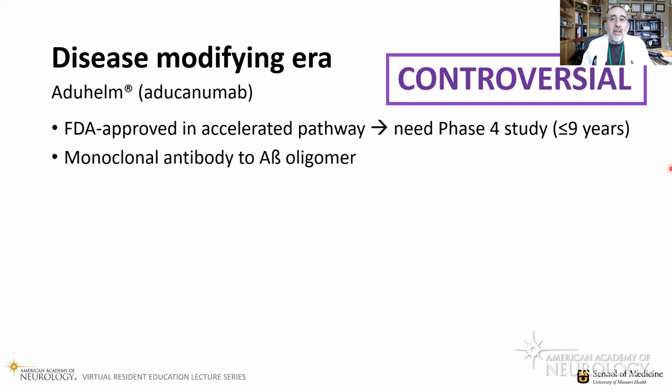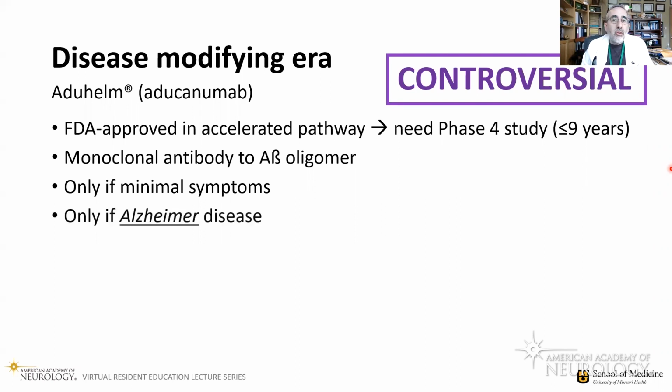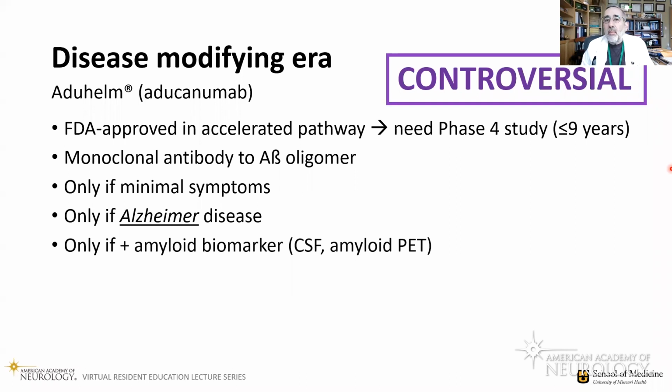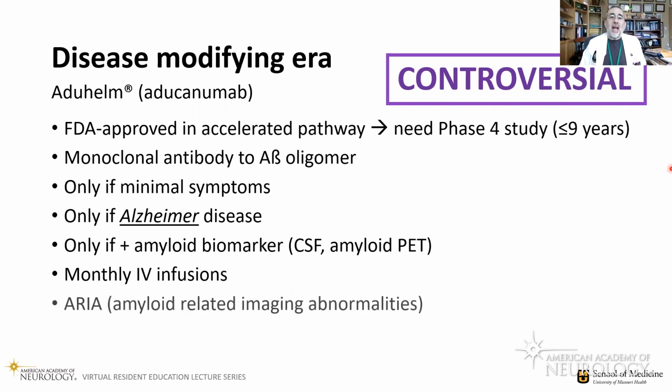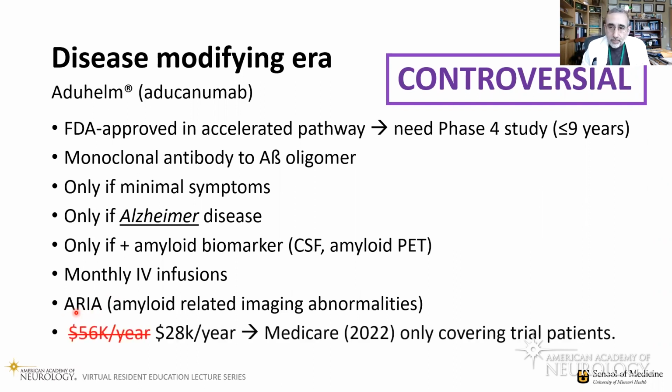It's a monoclonal antibody to the A-beta oligomer, as I mentioned. It can only be given to people early on because it makes no sense to give you a medicine that treats a pathology that's already removed so much of your brain that you can't function anymore. So it's only if it's Alzheimer's disease and if there's proof that the person has or is likely to have the amyloid pathology itself. Monthly IV infusions that are complicated by ARIA, as most amyloid treatments do, amyloid-related imaging abnormalities, because when you're pulling that amyloid plaque out, you can create some microhemorrhages in the brain, occasionally significant hemorrhages, and cerebral edema.